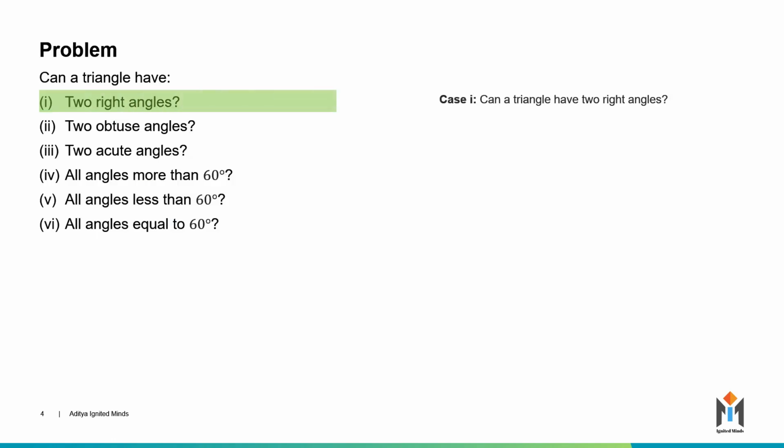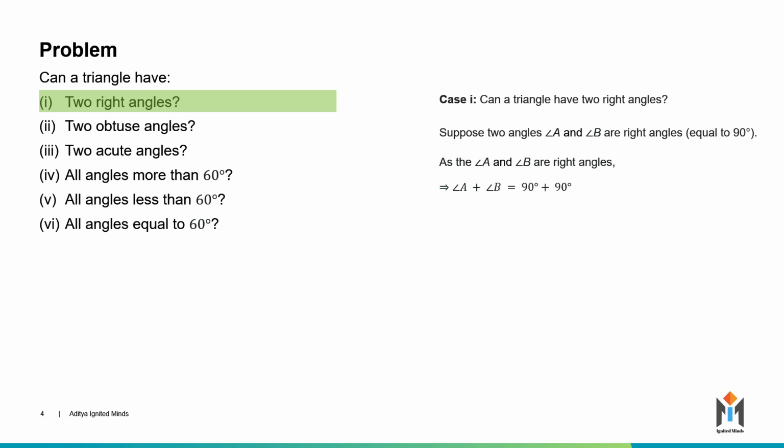So let us take each of these cases and try to reason out whether a triangle could have a combination like this. Case one is, can a triangle have two right angles? Suppose the two angles that we're talking about are A and B, and both are right angles. That means they're equal to 90 degrees. As both A and B are right angles, when you sum angle A and angle B, which is 90 plus 90, we get 180 degrees.